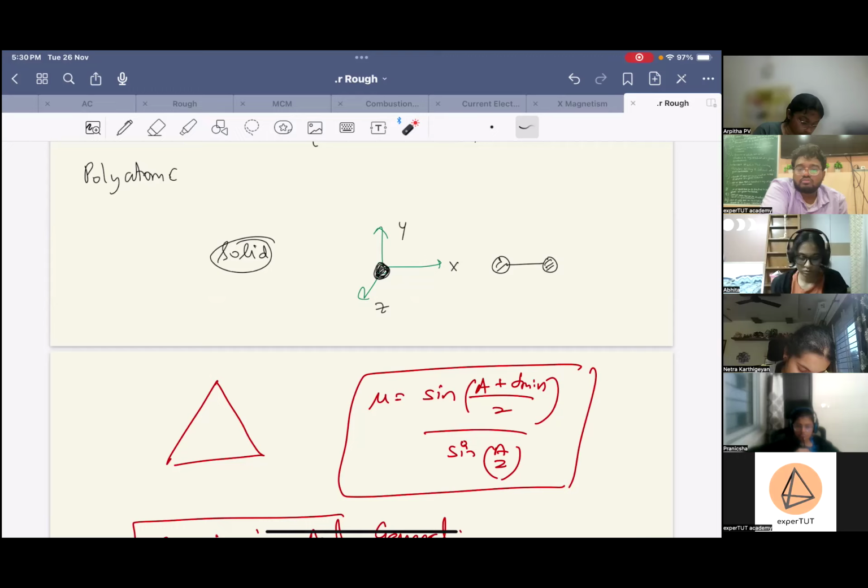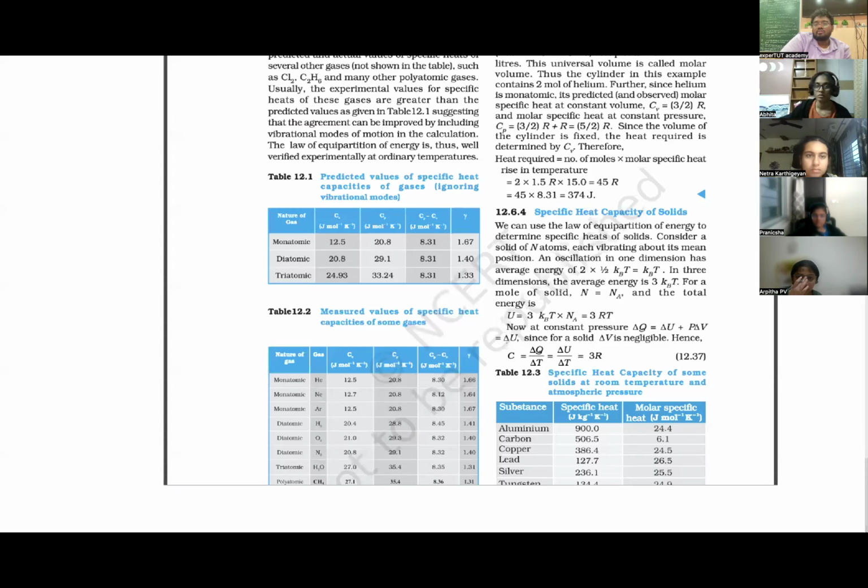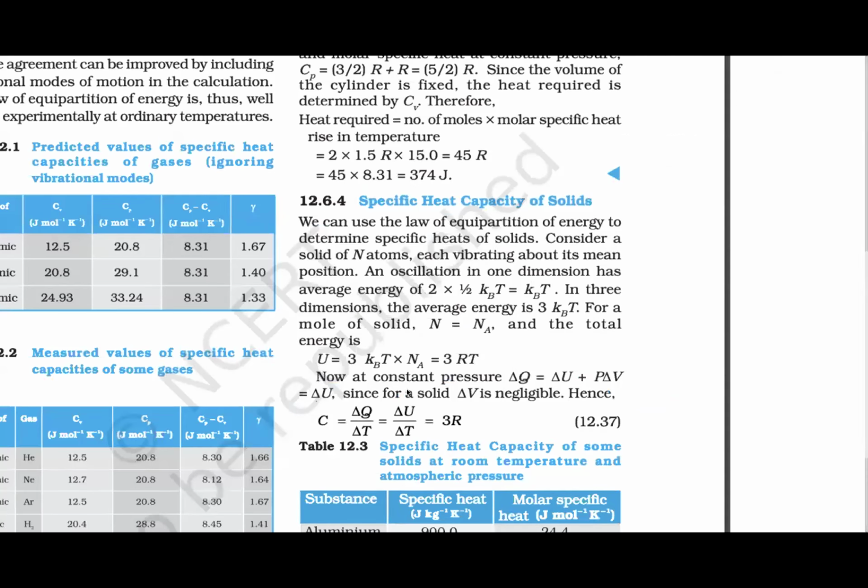This is the part, just read this. Okay, and write the key points from here. Specific heat capacity of solids.